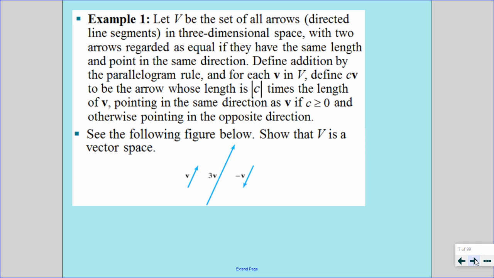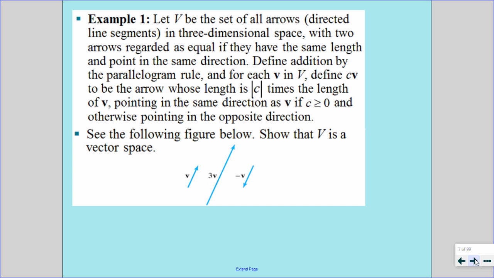Okay, so let's take a look at example 1. Example 1 dives into the geometric representation of vectors, and hopefully you'll get that by looking at the picture and hearing the description. Let V be the set of all arrows or directed line segments in 3-dimensional space, with 2 arrows regarded as equal if they have the same length and point in the same direction.